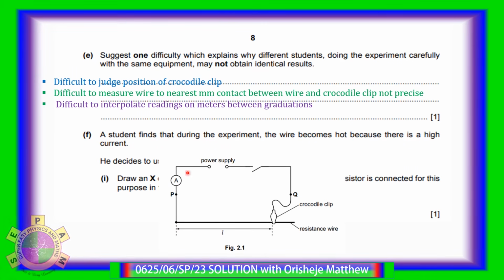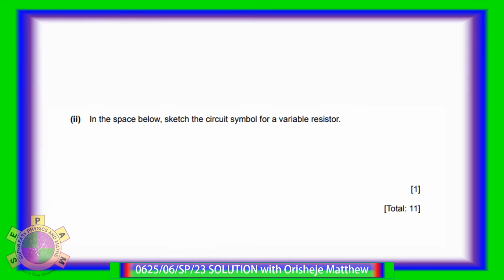You can put it at any of these points. It can be here, it can be here, it can be here. So any of them. So let's assume we put it there. You connect the rheostat, the variable resistor, in series. Now in the space below, sketch the symbol, a rectangle and an arrow. So that is the symbol of a variable resistor.